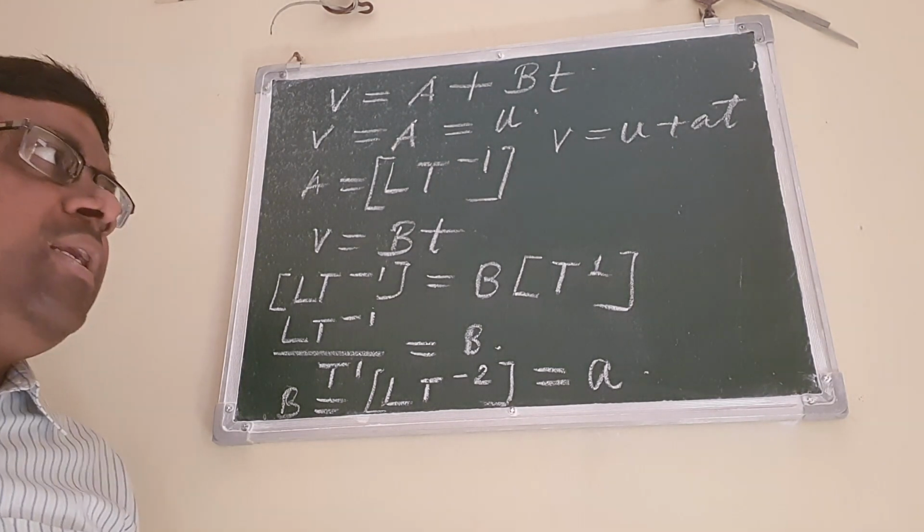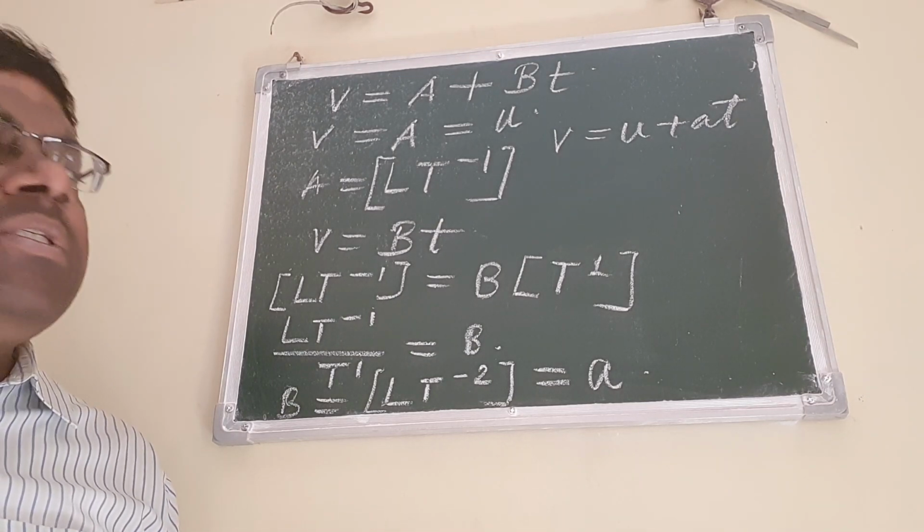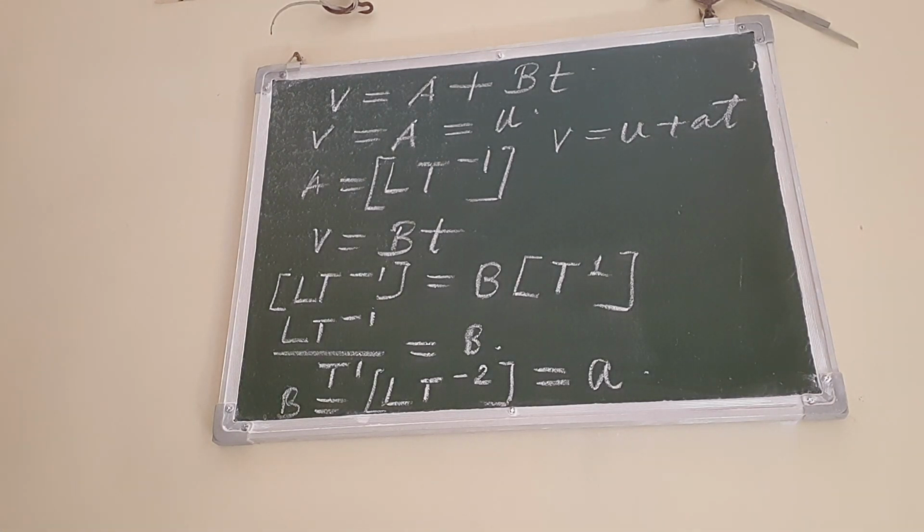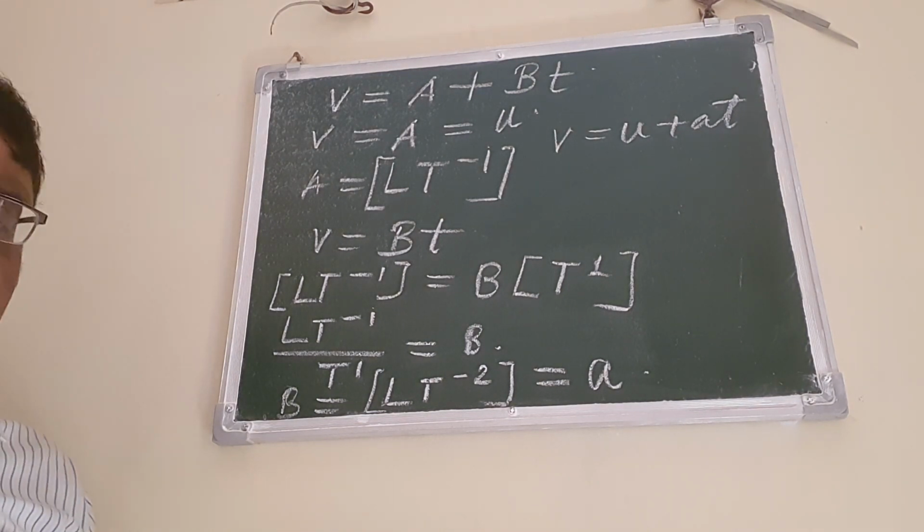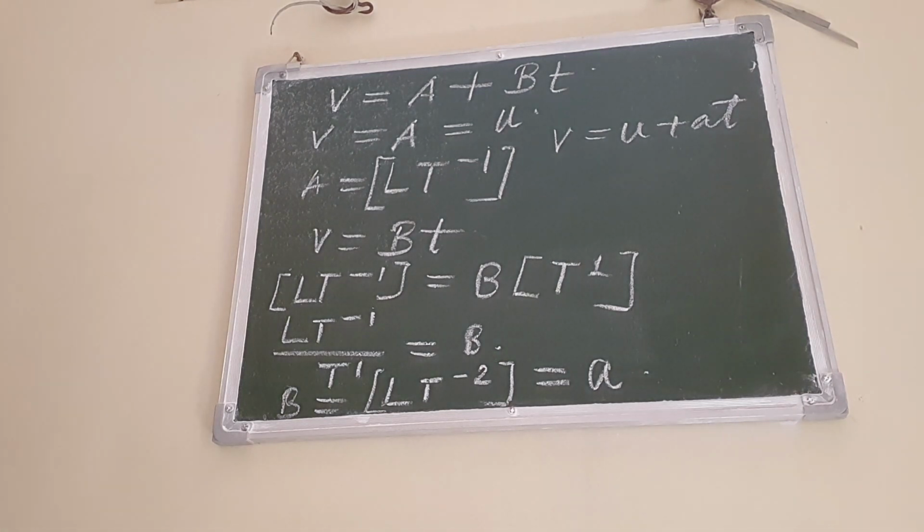This is the constant, and the dimension for time is T raised to power 1, so it will come in the denominator. So B becomes LT raised to power minus 1 upon T raised to power 1. So B is equal to LT raised to power minus 2. This is the acceleration. So I think you all might have understood this question.